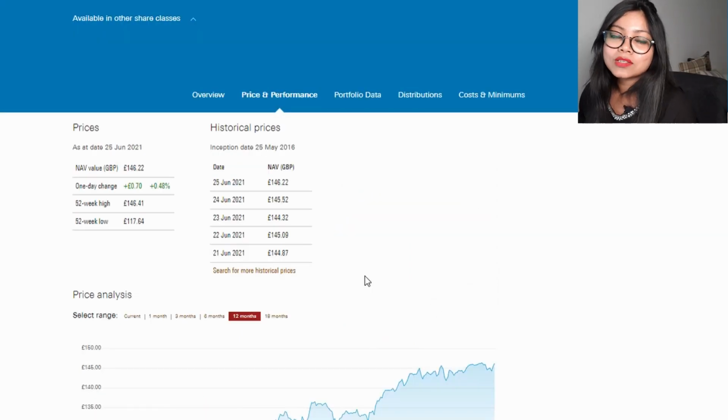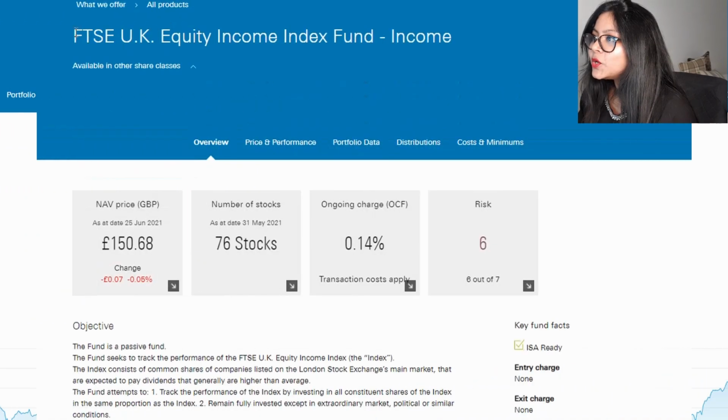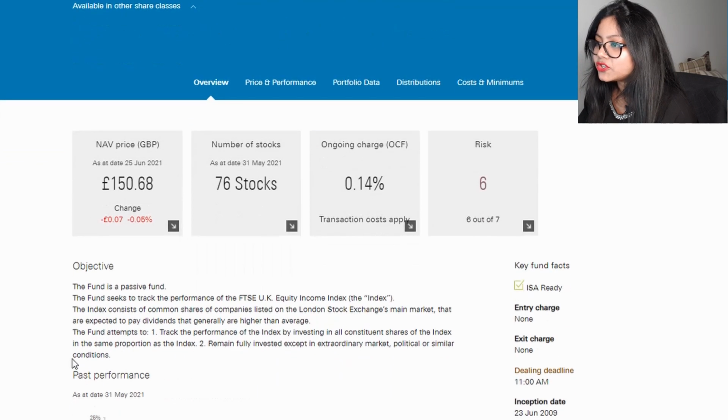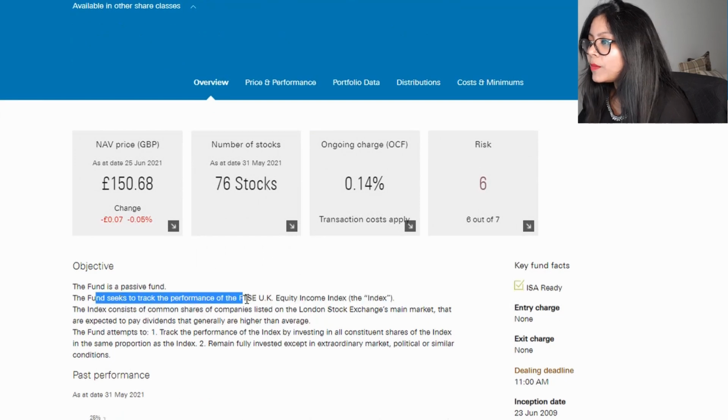The second one I wanted to talk about is the FTSE UK Equity Income Index Fund. So you can see in the name, it's an index and it's a fund. So what is this fund trying to do? The fund seeks to track the performance of the FTSE UK Equity Income Index.